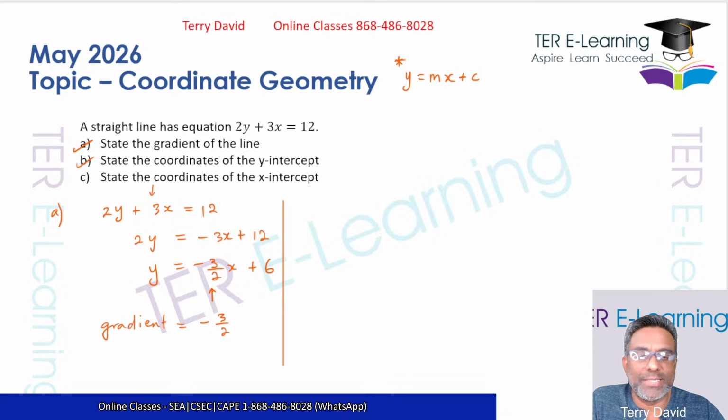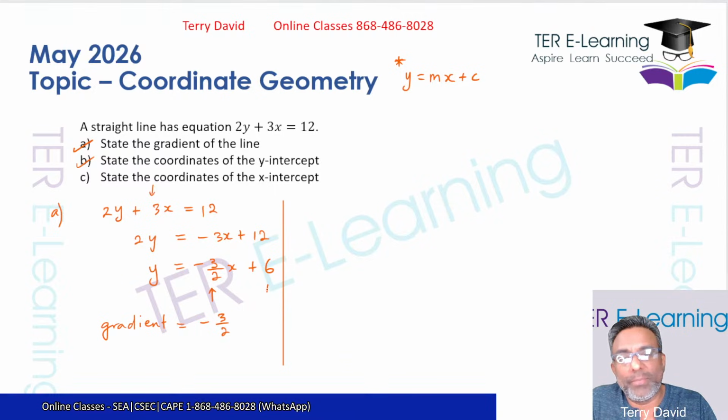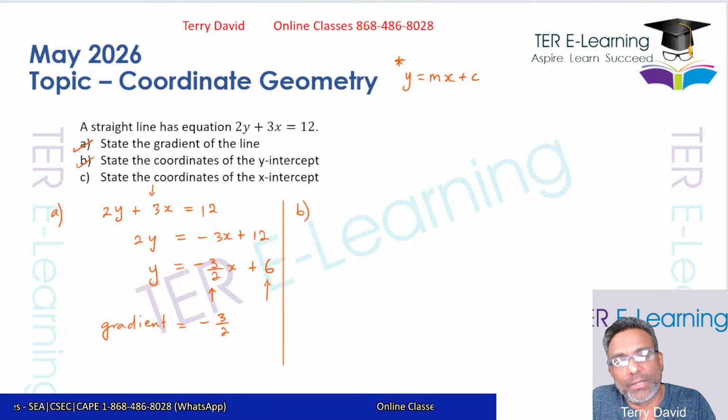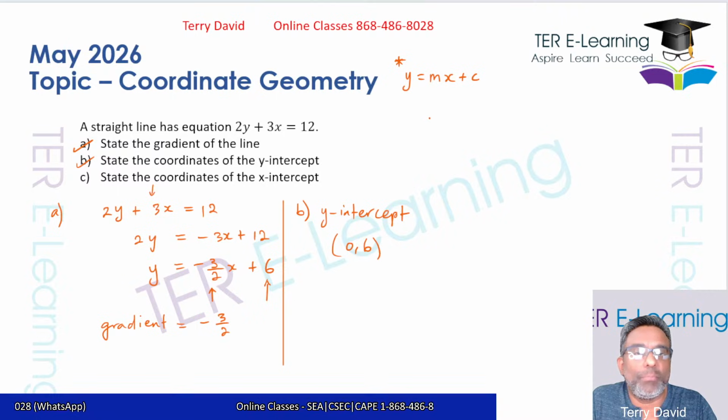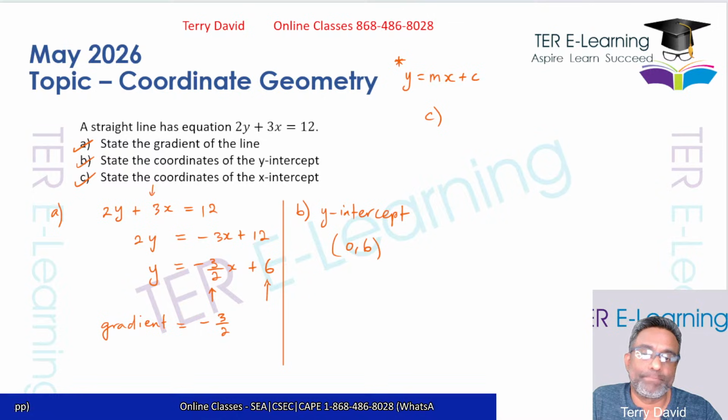All right, I've seen some people saying 0, 6. So let's check that. Yeah, so remember, this here will give you your y-intercept. Once you have the equation in the form y equal mx plus c, all we're going to do is say the y-intercept is going to be 0, 6. I agree. What about part C though? What are the coordinates of the x-intercept?